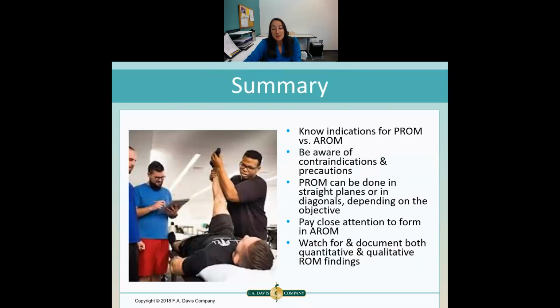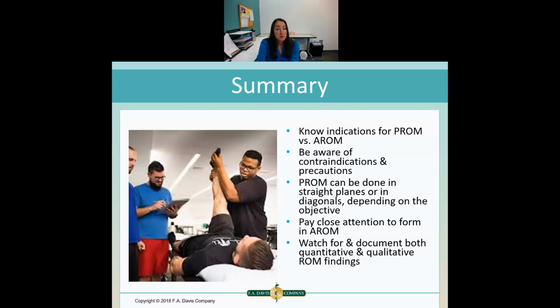All right, so the main things that we need to know from this lecture, we need to know why you use passive versus active range of motion, when they would be contraindicated, when you should not use it, how to use your clinical judgment in determining which is best for the patient. And remember, passive range of motion can be done in a straight plane, which is typically more used for assessment or for gaining range, or in diagonal planes, which is more used to get them back to their functional abilities.